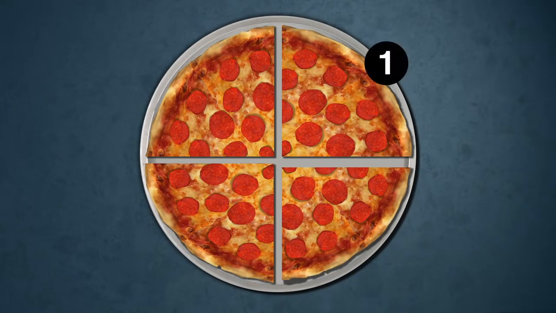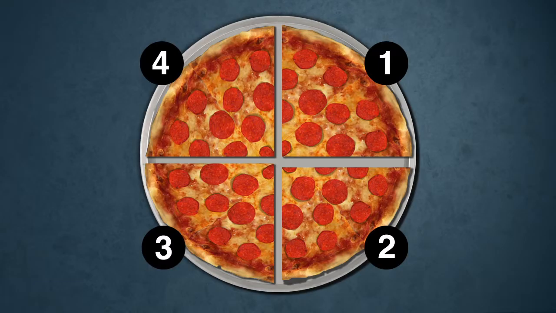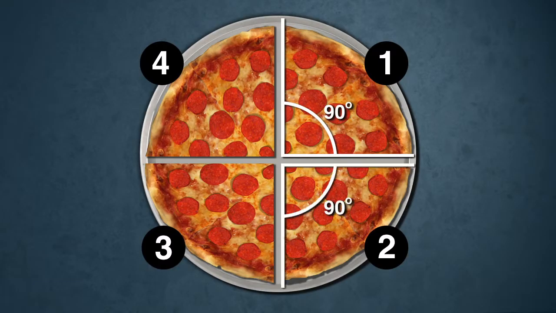Each piece of a pizza sliced into 4 is a sector. Each pizza slice has a 90-degree angle at the circle center.